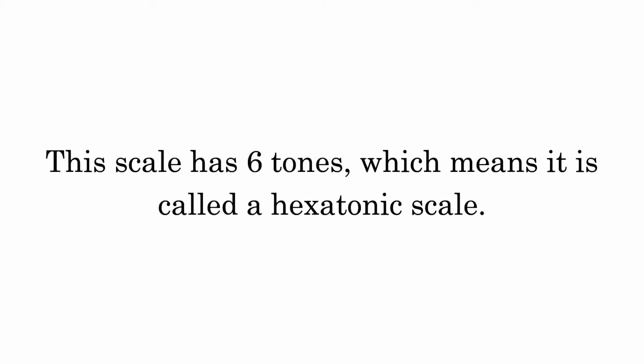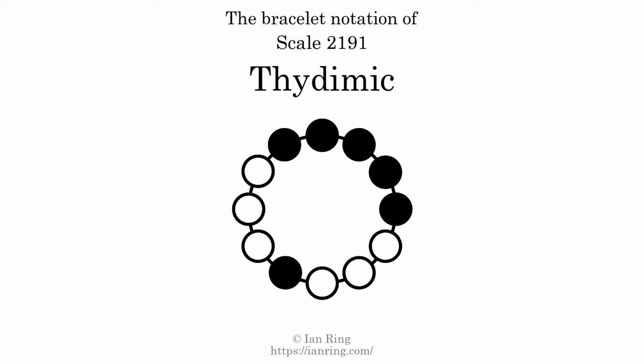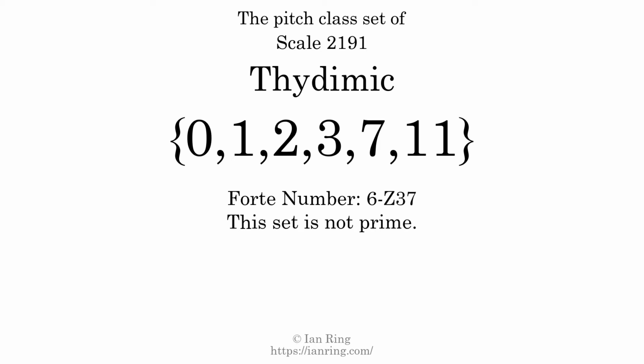This scale has 6 tones, which means it is called a hexatonic scale. This is a bracelet notation diagram of scale 2191. The shaded circles represent tones that appear in the scale, and they are read clockwise, starting at the top. The pitch class set for this scale is 0, 1, 2, 3, 7, 11. The forte class is 6Z37. This set is not prime.